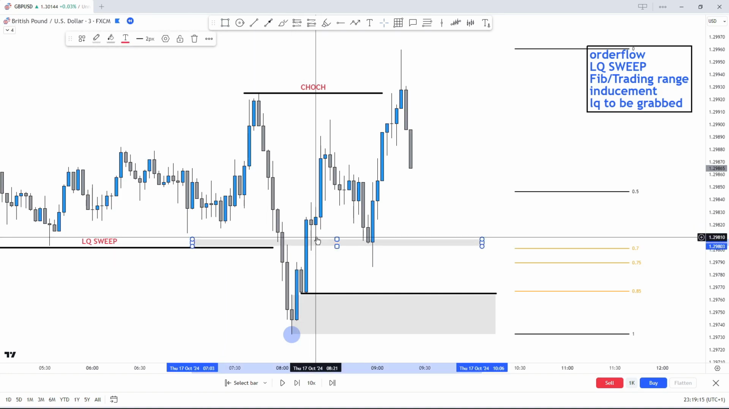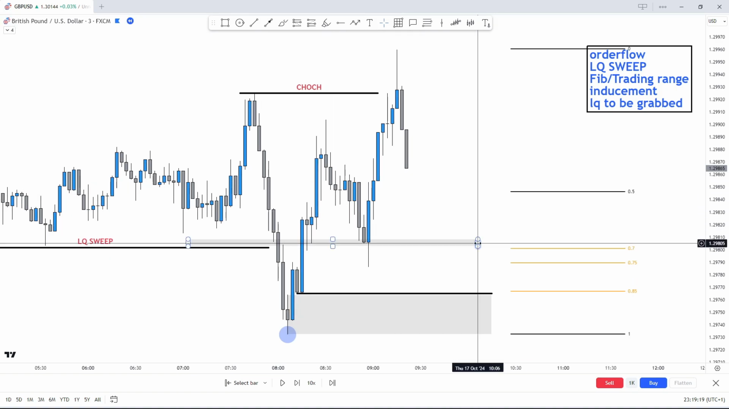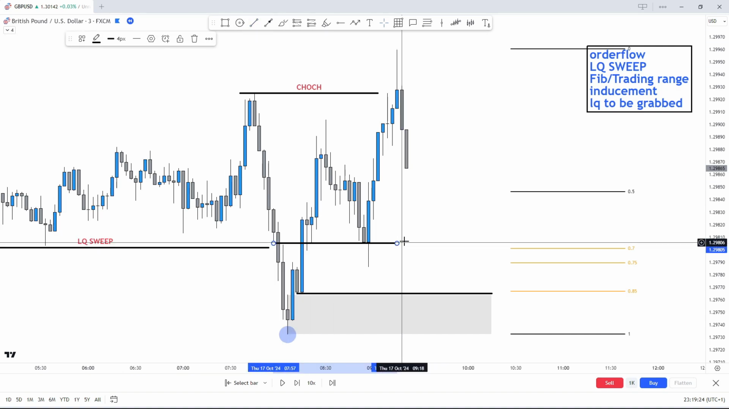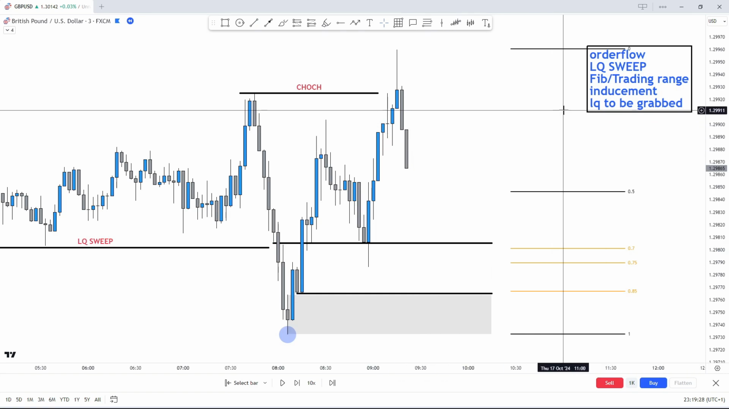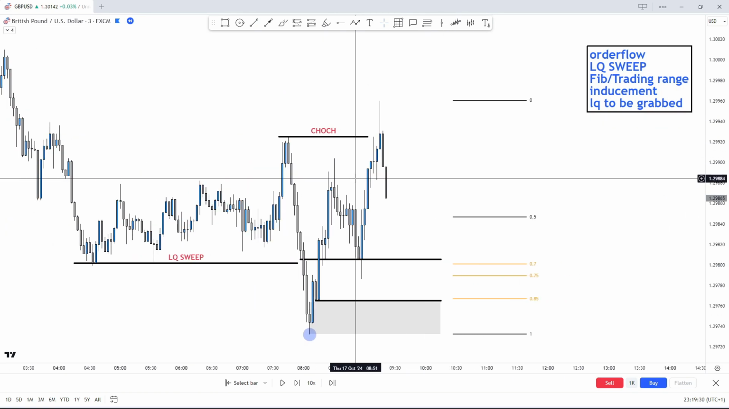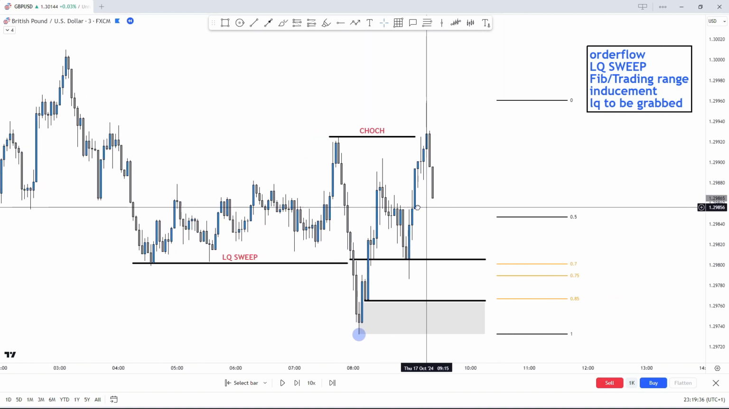Wick, wick, wick, wick. So we have a lot of wicks at this level. This is another area of liquidity, which I will mark up for you guys. Again, this is all part of the SM2 zone. We are combining all of the SMC techniques to make this perfect zone. And this is literally as good as it gets, guys.